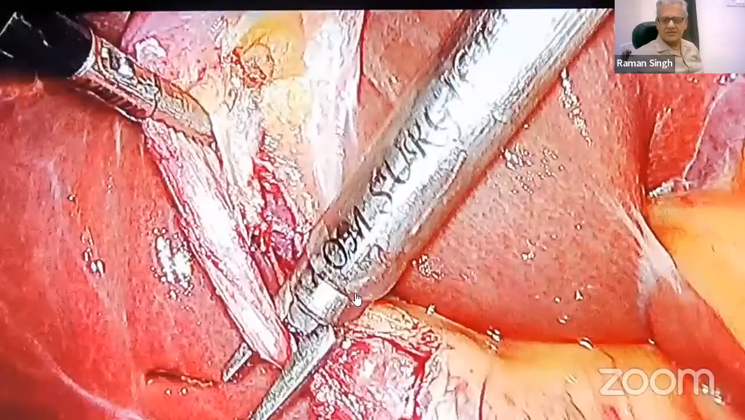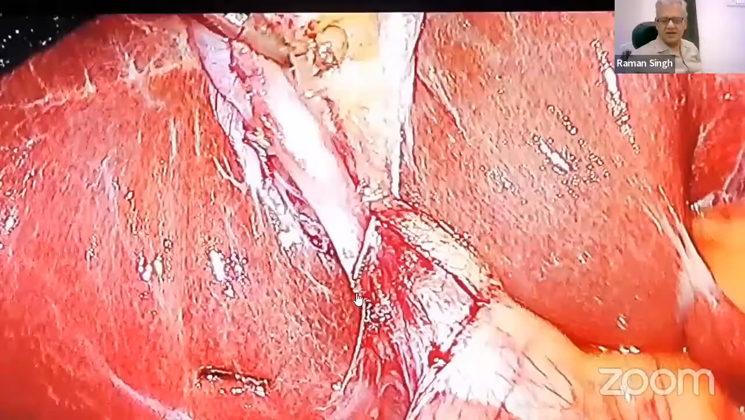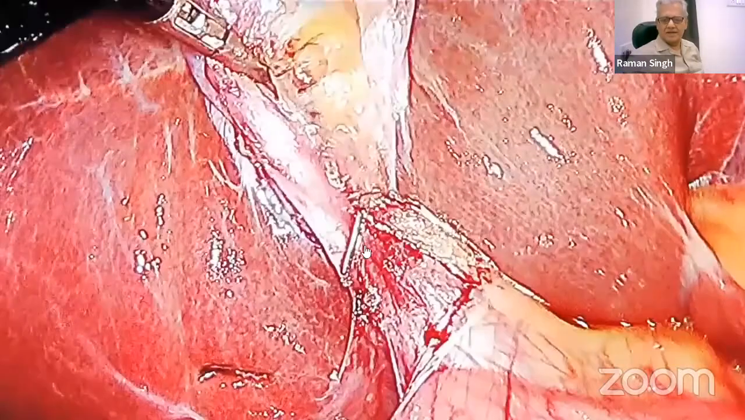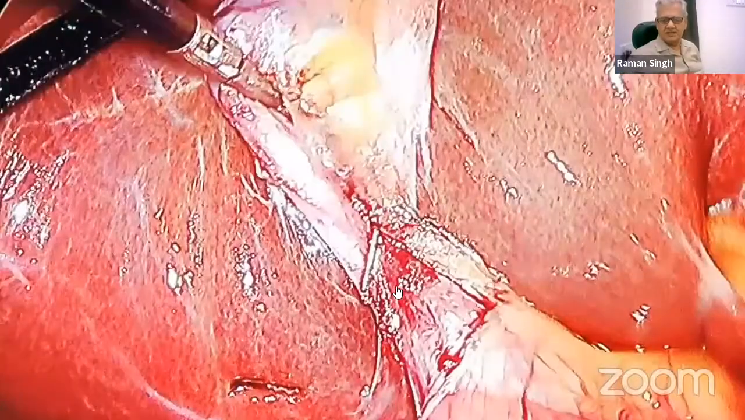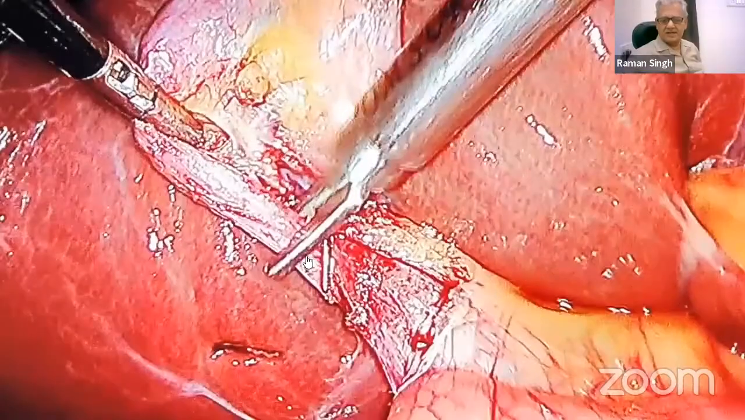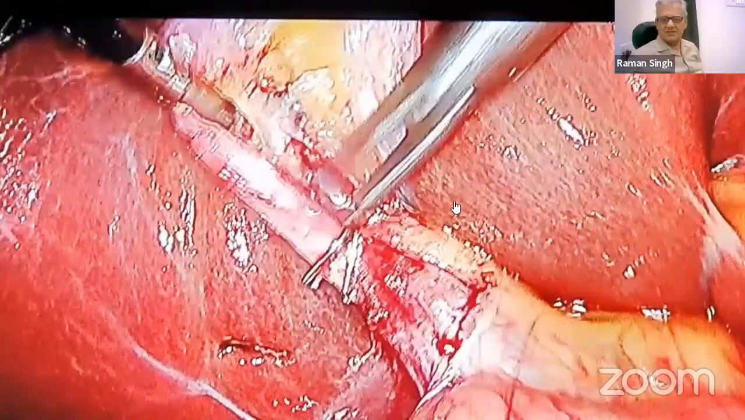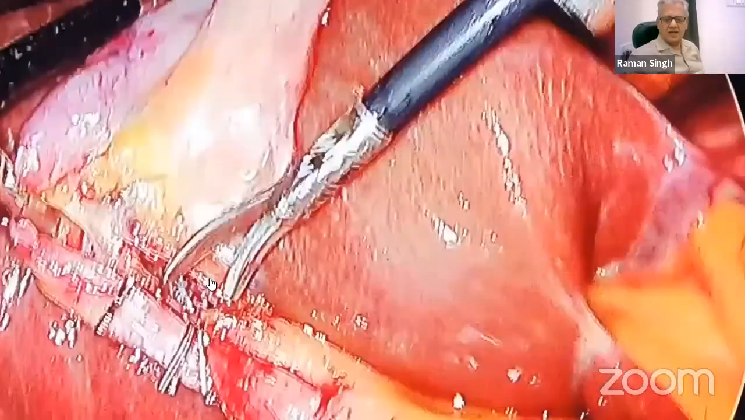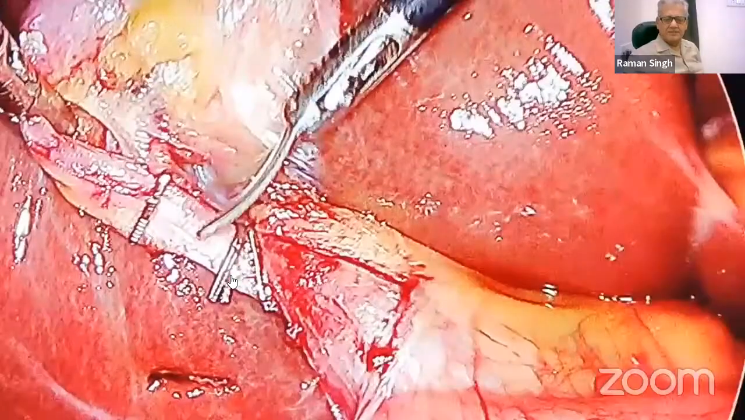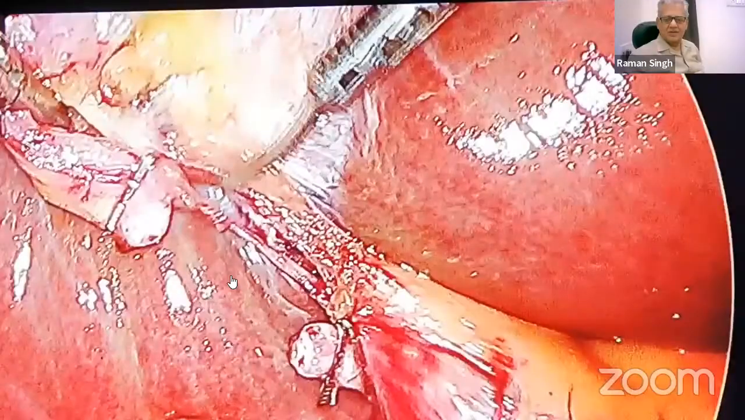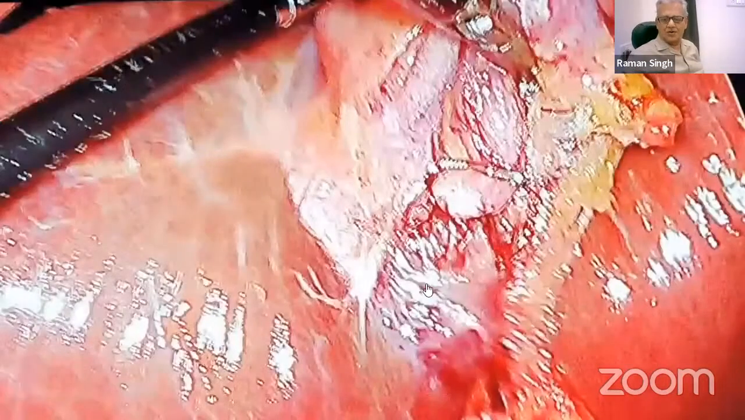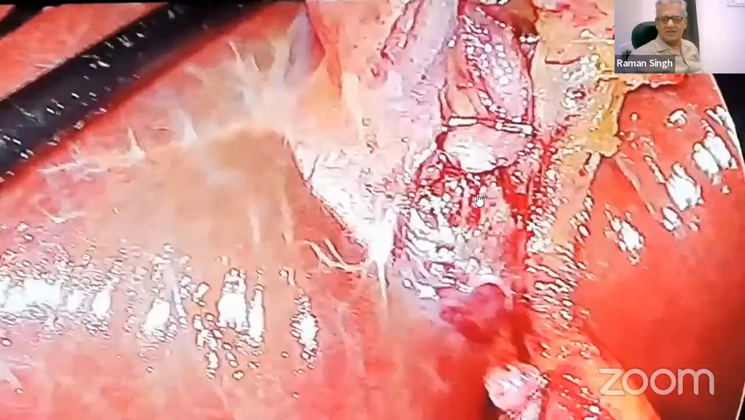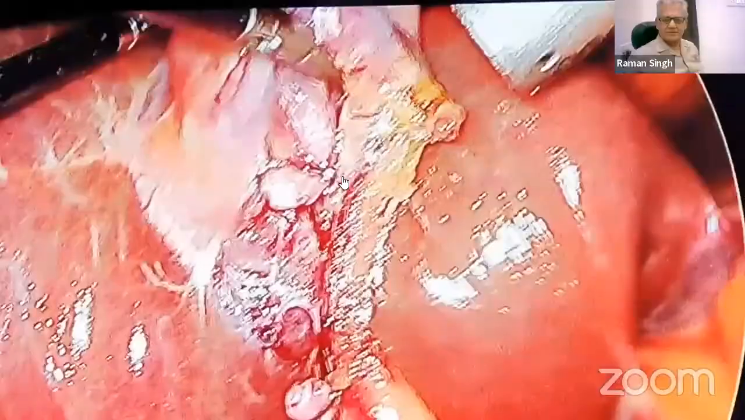After cleaning the Calot's triangle and clearing the cystic duct and artery, we put the clip over there. This is the proximal clip. This is the CBD, just near the CBD. And the second clip just near the first clip, and the third clip towards the gallbladder. And then we cut it. After cutting, with the help of hook cautery, we dissect the gallbladder from the gallbladder portion.